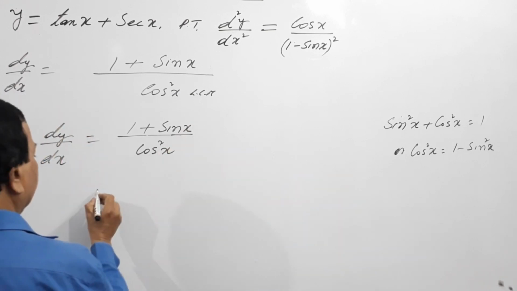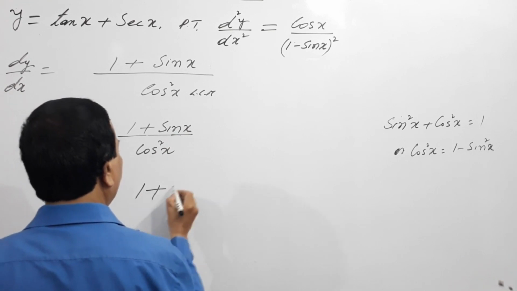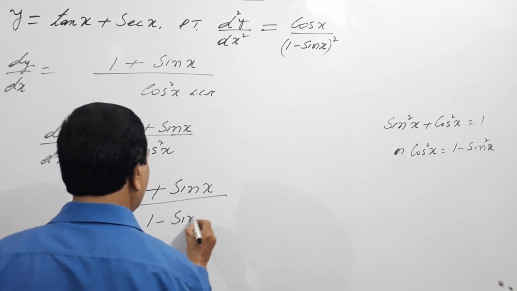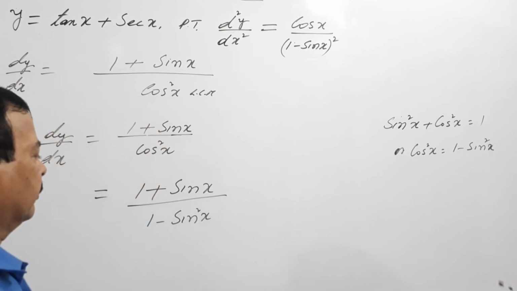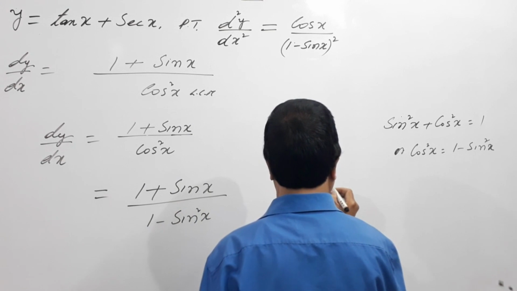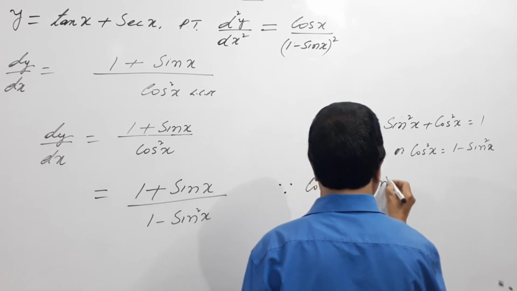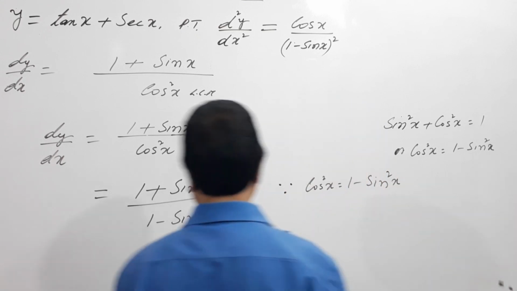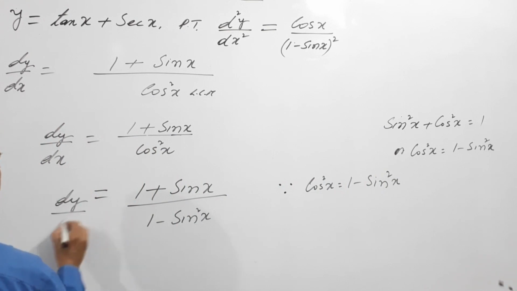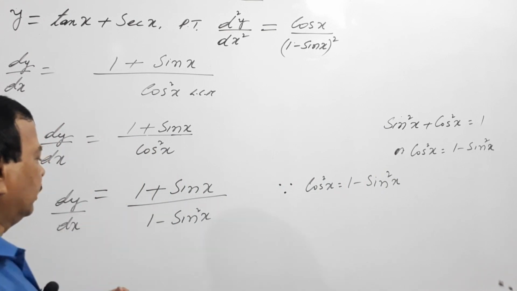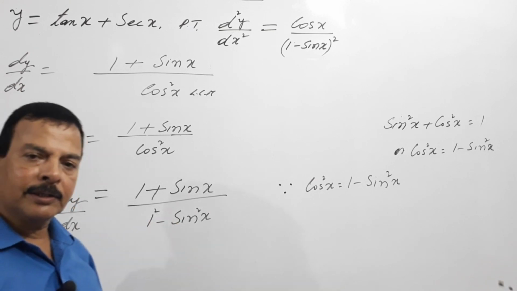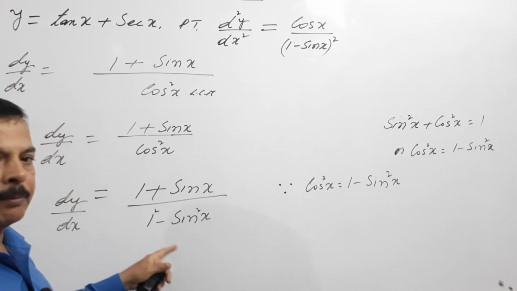Because I want to cancel this. So this becomes 1 plus sin x by 1 minus sin square x, since cos square x equals 1 minus sin square x. I used that relation. Now this is our dy by dx. Can I write this as 1 square minus sin square x? Yes, why not? So that becomes a square minus b square.